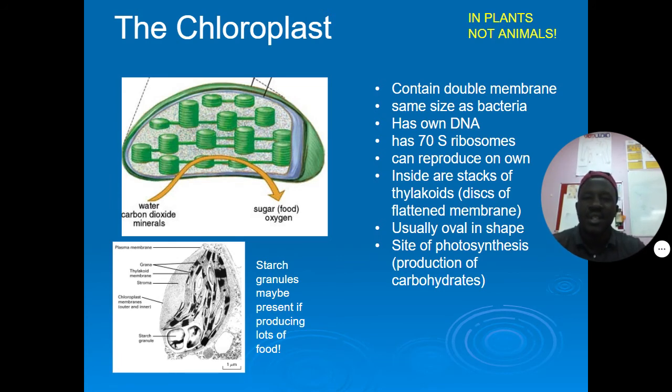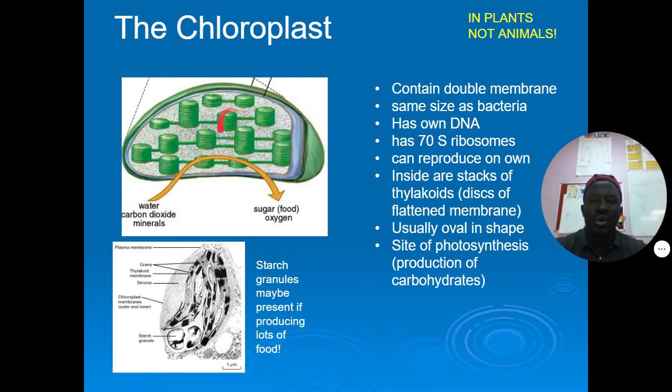When you check it, it produces chlorophyll, a pigment that is responsible for the green color of a plant and that traps sunlight for photosynthesis. It can reproduce on its own because it has its own DNA as well. This is as a result of the endosymbiotic theory.